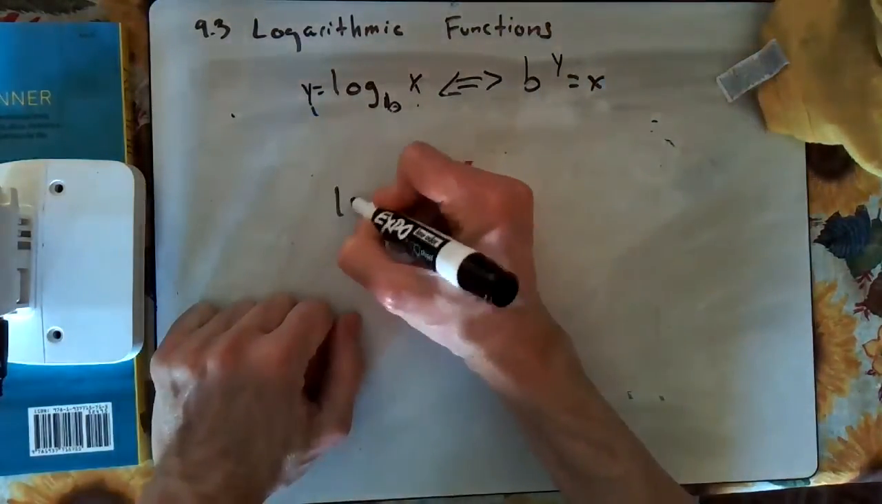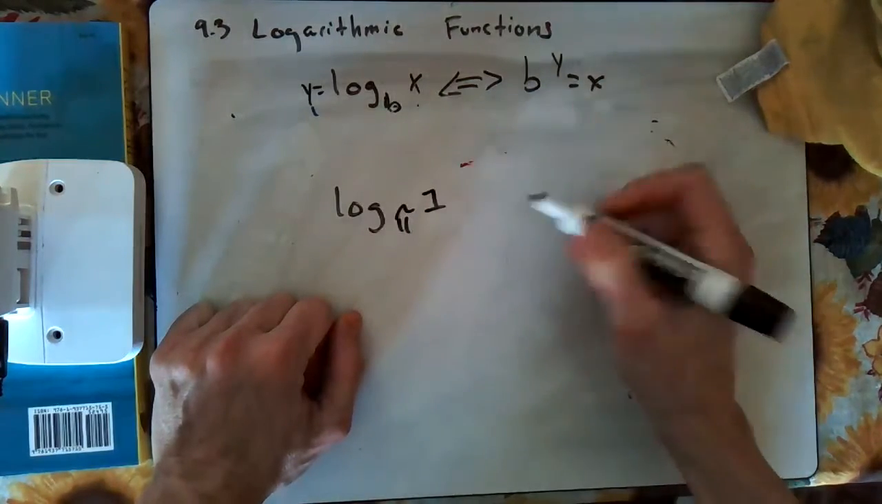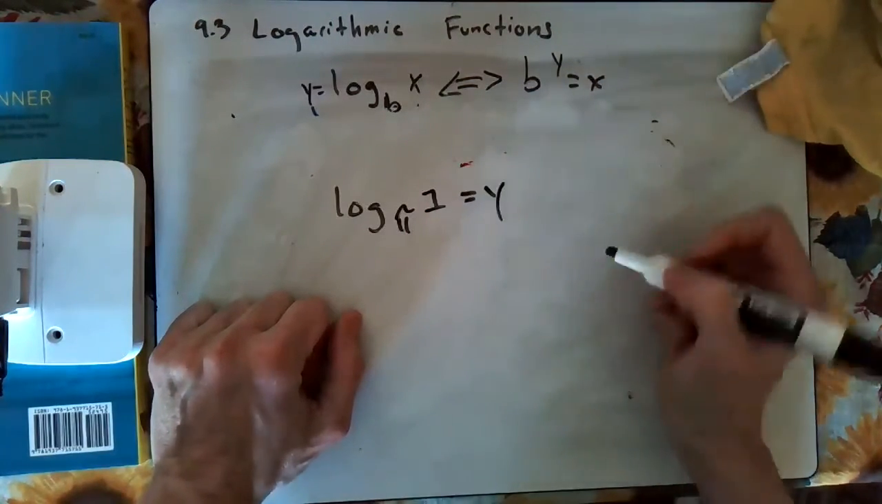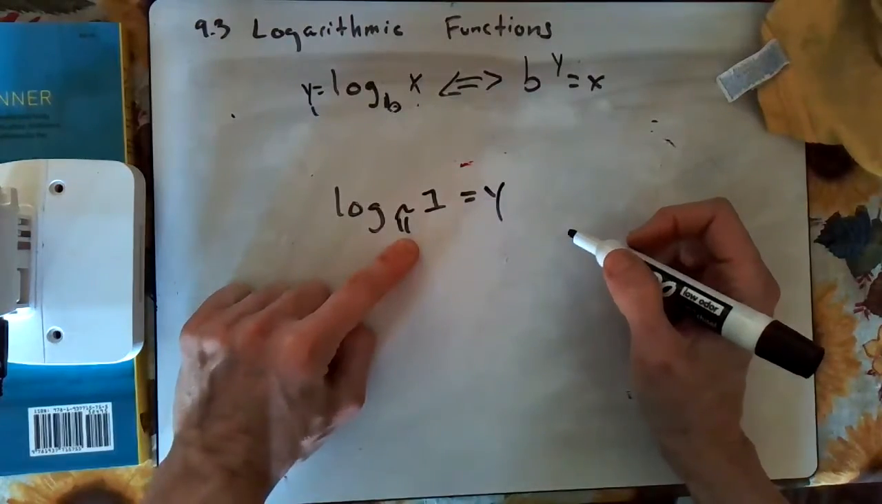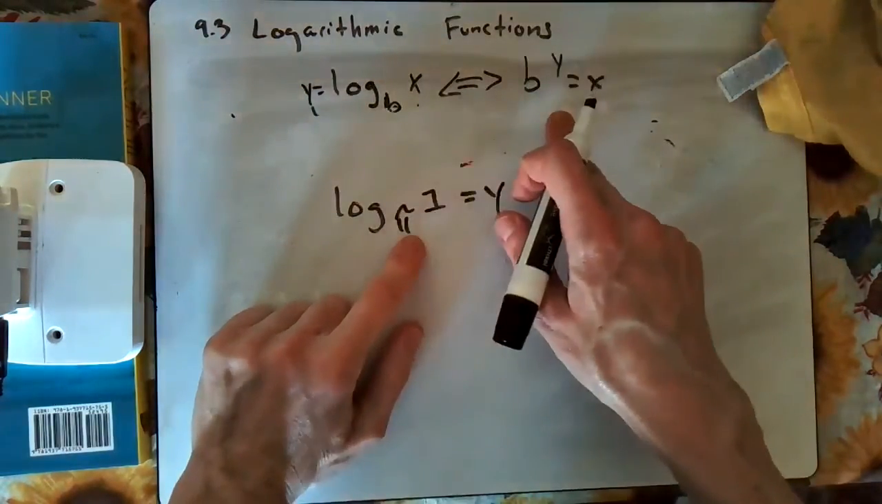What if we have log base pi of 1? So again, let's put equals y. So it looks super weird, right? Because we have a pi. Will we be able to work it out? Yeah, let's convert it into exponential form.